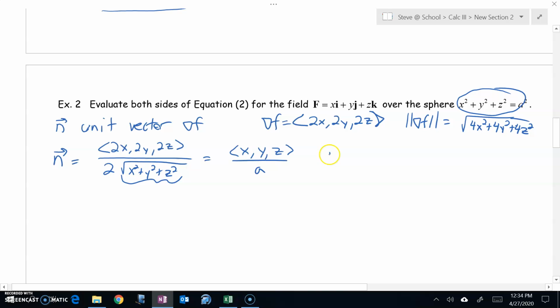Now we have to do F dot n. So I'm taking this and dotting it with this. If you do F dot n d sigma, well, first we're going to do F dot n. We get this times this, so we get x squared plus y squared plus z squared over a.